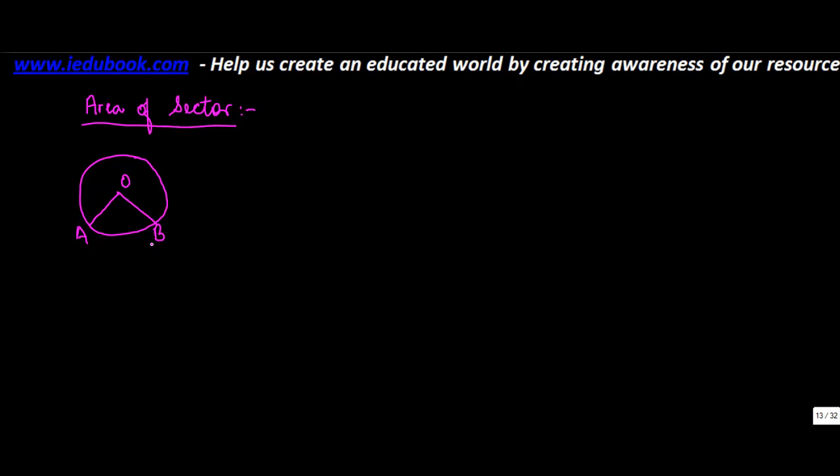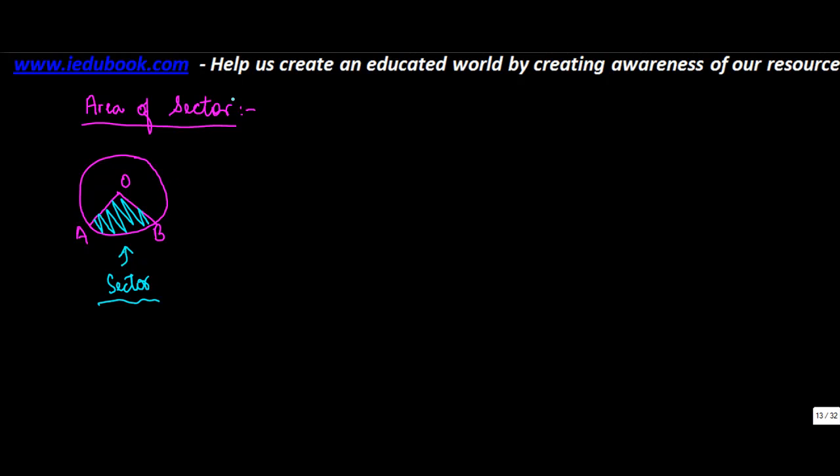In this video, we are going to understand about area of sector. Now, just to recall, if suppose there's a circle here, let's call the center as O. If there are two radii, let's call them A and B. Okay? So what will happen is that this portion which is covered by OAB is called a sector.